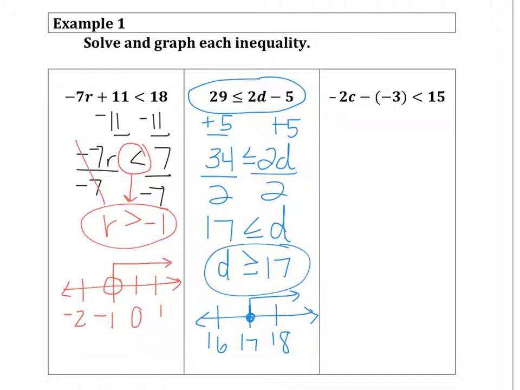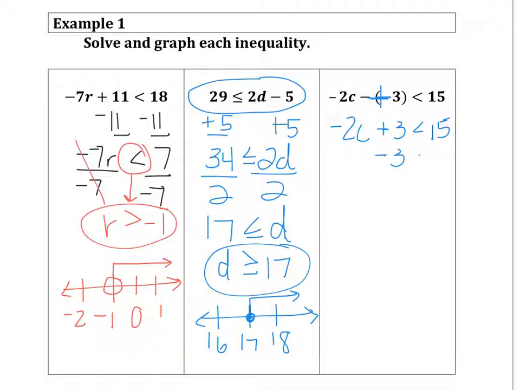Okay, on the next example, I see a negative, negative. So minus a minus, that turns into a giant plus sign. So I have negative 2c. I just had to clean that up first because when I see two negatives together, I need to clean it up, make it a plus sign. And now I can restart. It's a normal two-step inequality now.